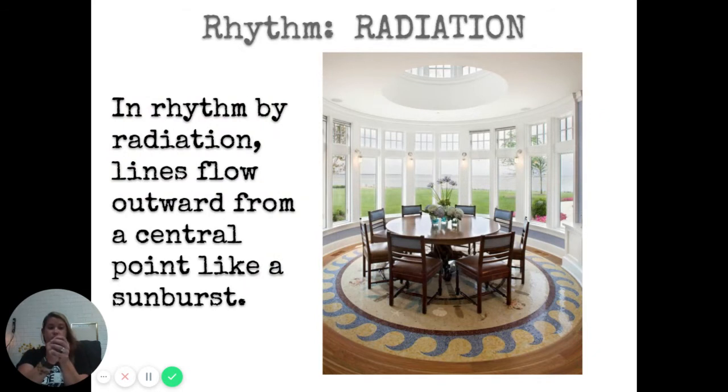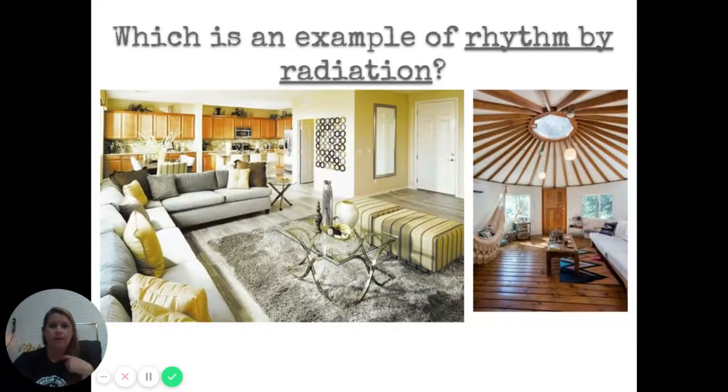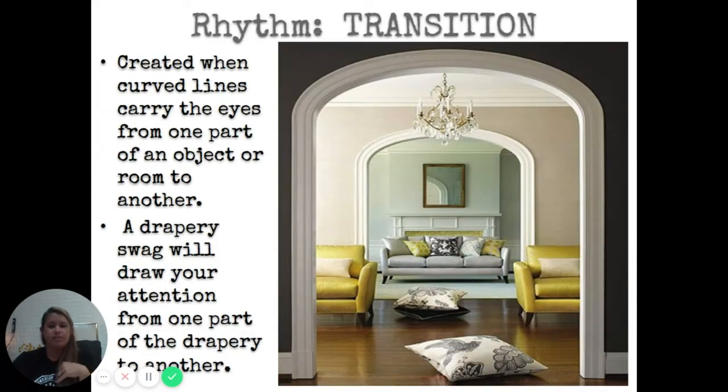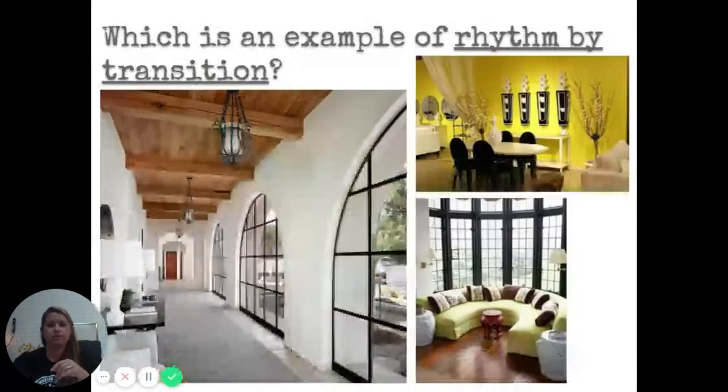Radiation means you have that center point and you have things coming out from it. I think in one of your questions I may talk about a place setting, where you have a bowl, and then you have a plate, and then you have a placemat and a charger, and you have all these layers of circular things getting larger and larger, and that's rhythm by radiation. Transition means curves repeating, like this archway repeats.